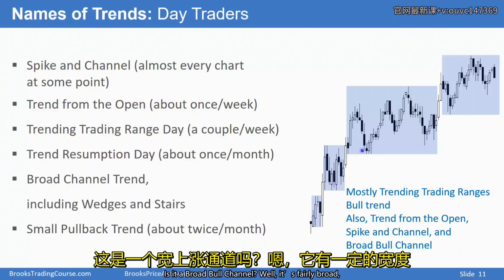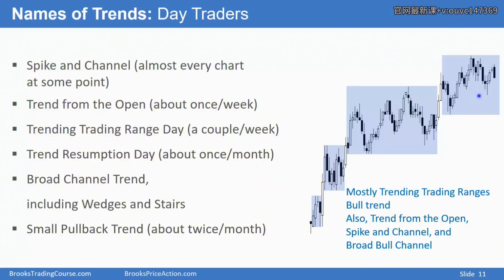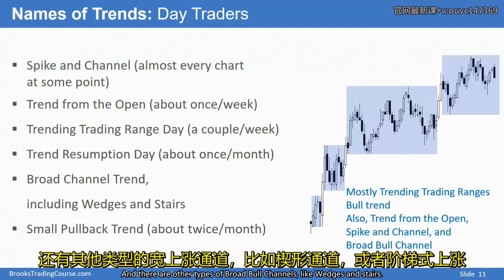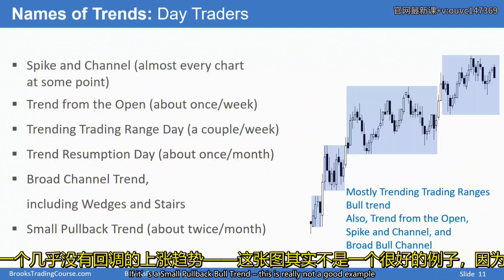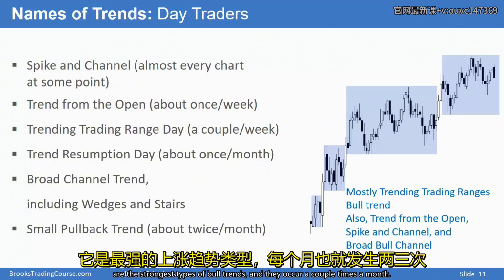Is it a broad bull channel? Well, it's fairly broad, so you can also call it a broad bull channel. And there are other types of broad bull channels like wedges and stairs. If it's a small pullback bull trend, this is really not a good example because the pullbacks are too deep. Small pullback bull trends are the strongest types of bull trends, and they occur a couple times a month.